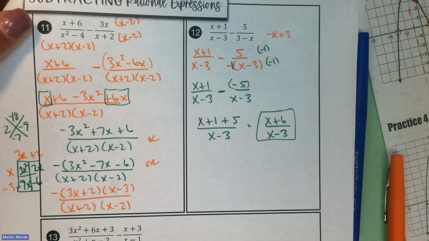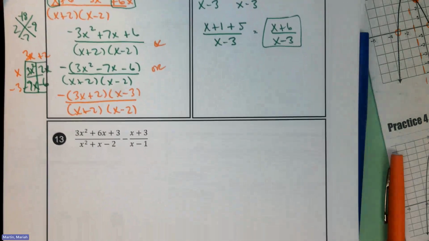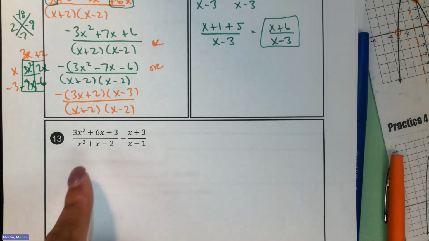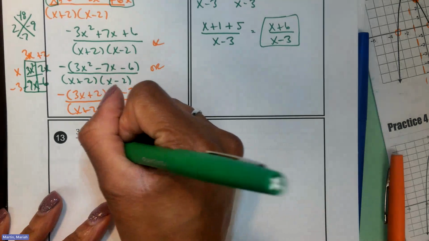Okay, last example is 13. Okay, now we're going to factor the bottom part. Don't worry about the numerator just yet because we do have to add our like terms. So we are factoring really just the denominator for that first step. So x squared plus x minus 2.